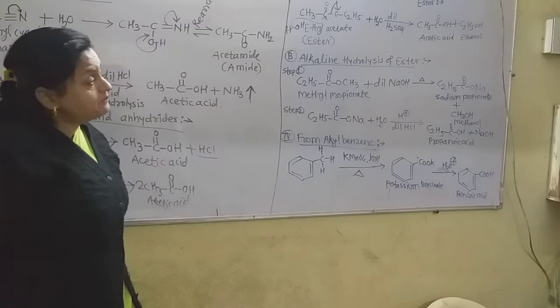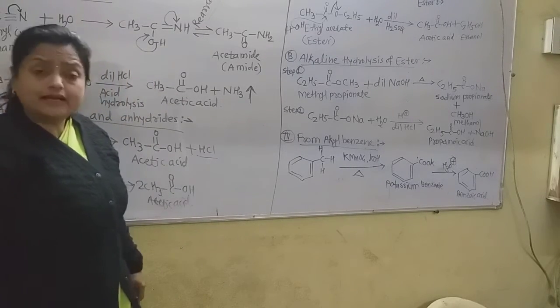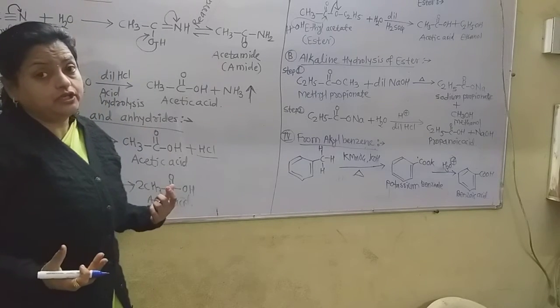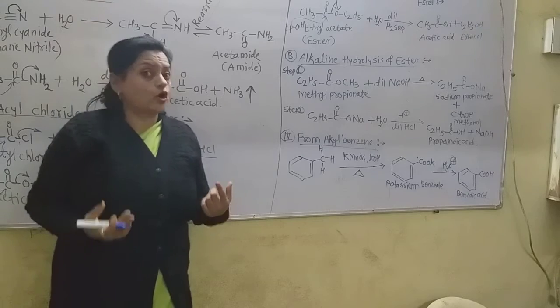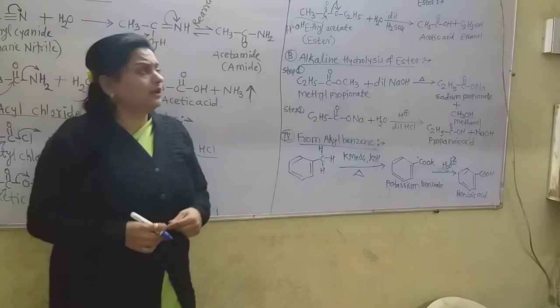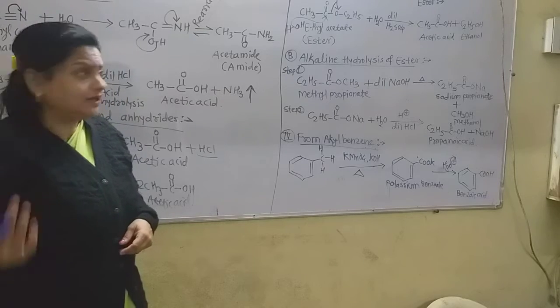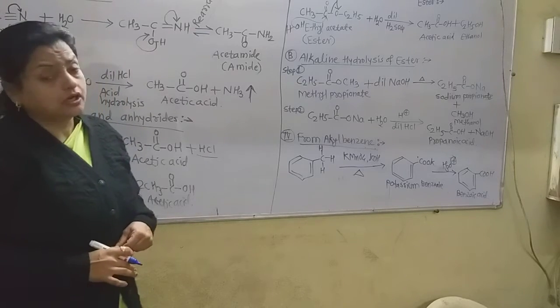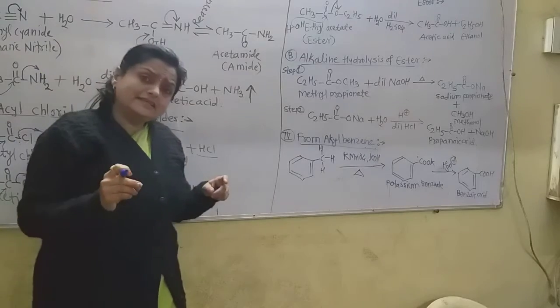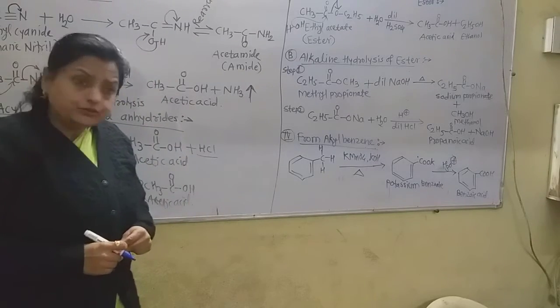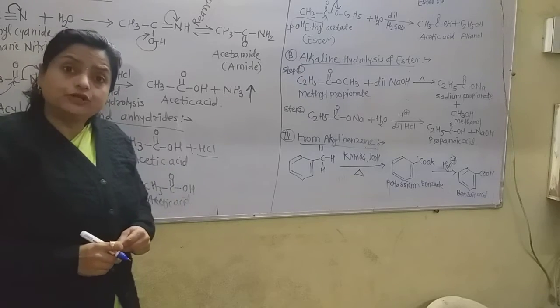This is also a very simple method, but there are two sub methods in the preparation from the ester. When we prepare carboxylic acid from ester, two sub methods are there. The first one is by acid hydrolysis of ester, and another is by alkaline hydrolysis of ester. In both these sub methods there is hydrolysis, but in the first method dilute acids are used, and in the second method dilute alkalis are used.